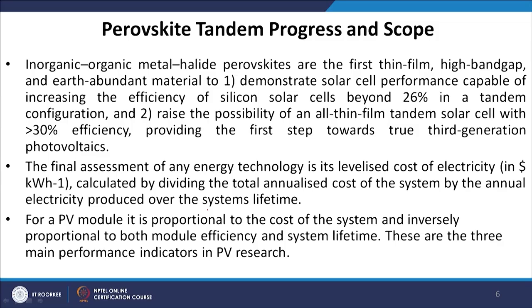It is calculated by dividing the total annualized cost of the system by the annual electricity produced over the system lifetime. For a photovoltaic module, it is proportional to the cost of the system and inversely proportional to both module efficiency and system lifetime. These are the three main performance indicators in PV research. First is the cost of the system when you make a PV module, and then it depends on the module efficiency and also the system lifetime, like once installed, how long it will last.